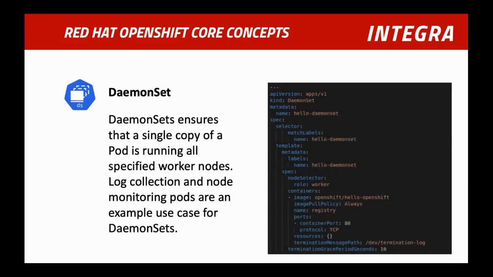Similarly to replica sets, we have daemon sets. A daemon set ensures that a copy of a single pod is running on all the nodes, or at least the specified nodes, at all times. The use cases for daemon sets could be running a monitoring service on your nodes, or running a log collection application on your cluster. You can run daemon sets both at worker nodes as well as master nodes.